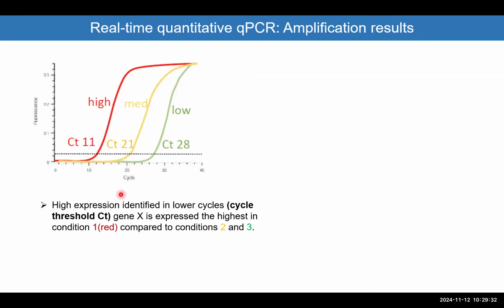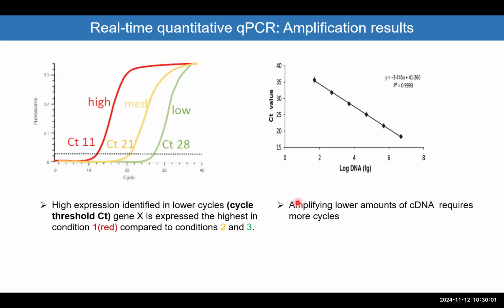While in the green, you already know that it's much less transcript, therefore much less RNA, and therefore much less cDNA that you generated from that RNA, and therefore it needs much longer cycles to be expressed. And now you can directly say that gene red is more abundant or highly expressed compared to gene green. And we use that to analyze. So we have a lot of analysis that comes from this.